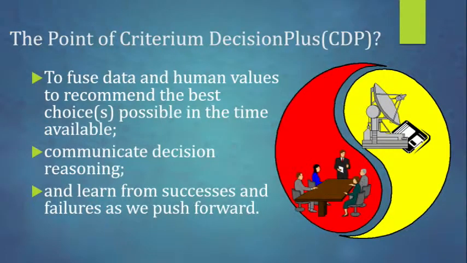So the point of Criterium Decision Plus is that it fuses data and human values to recommend the best choices possible in the time available, and then communicates the decision reasoning behind those recommendations to a larger audience. And then as those actual decisions are implemented and their outcomes analyzed, we learn from the successes and failures as we push forward, hopefully building ever better models as we do the same type of decision over and over again into the future.